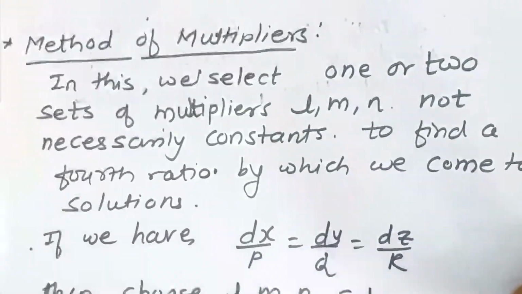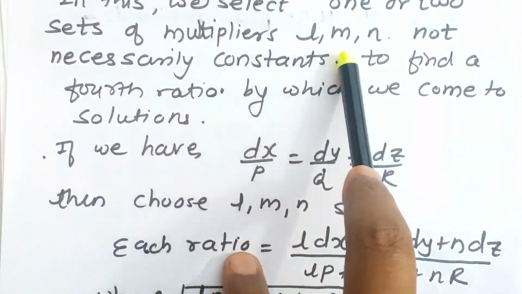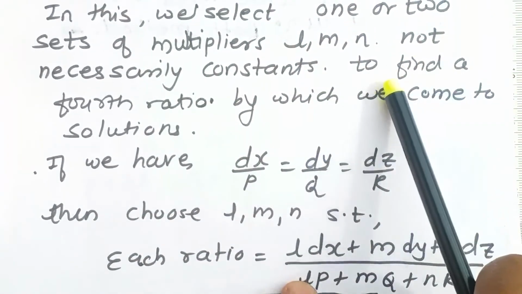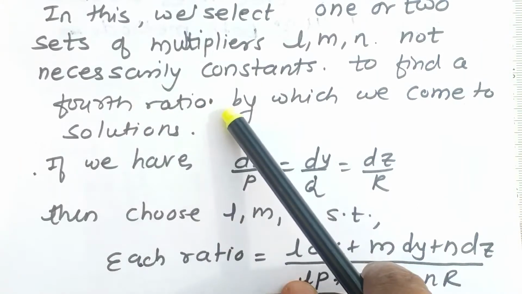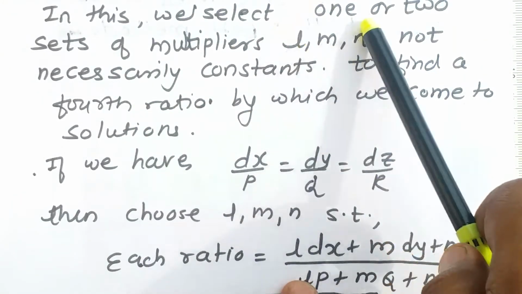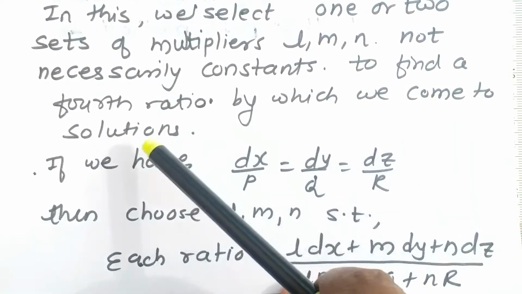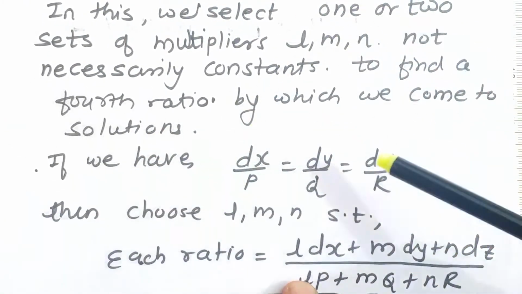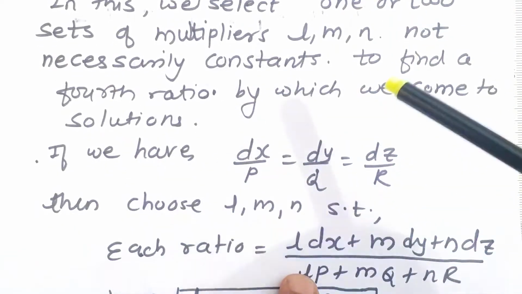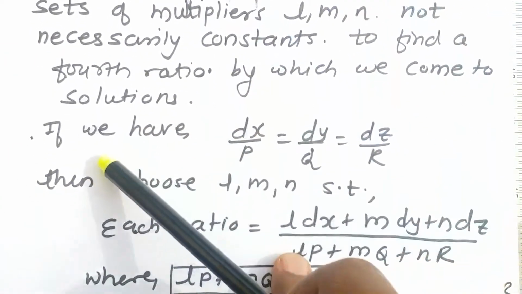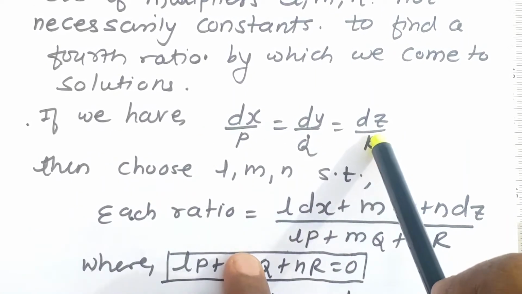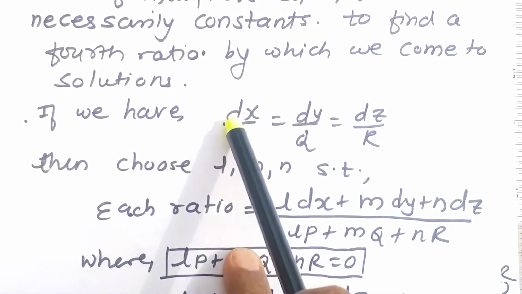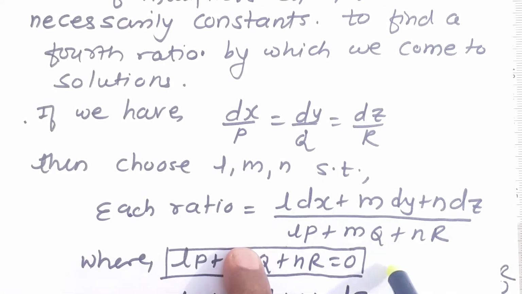Like that. Now after choosing these multipliers L, M, N, not necessarily constants, to find a fourth ratio, right? Why do we choose these elements? To find a fourth ratio by which we come to solutions. Means after choosing the element, we determine another ratio. Three ratios are already available, we determine the fourth one. How are we obtaining that? If we have these three ratios, then we choose elements such that all these three ratios are equal to the fourth ratio, the new ratio.